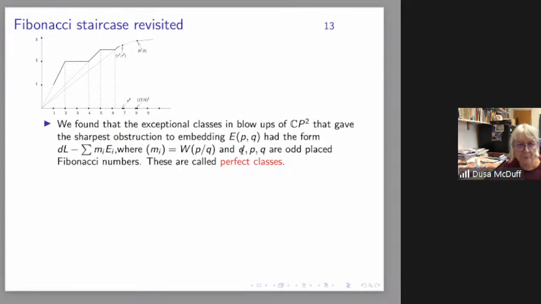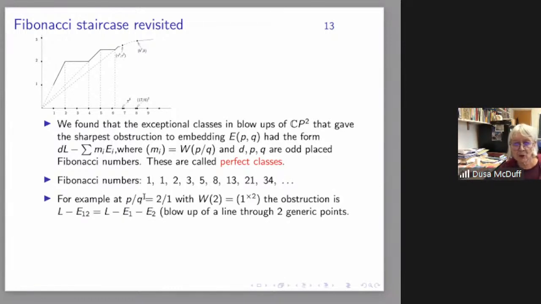To give you an example, if we write down the Fibonacci numbers here, I wrote down the first few of them, and suppose we're at P over Q, which is 2 over 1. So the odd-placed ones are 1, 2, 5, 13, and 34, right? We ignore the other ones. And these give you, if you look at the ratios, 2 over 1, 5 over 2, 13 over 5, they increase and they converge to the golden ratio squared. Yeah, so those are the ratios of the odd ones.